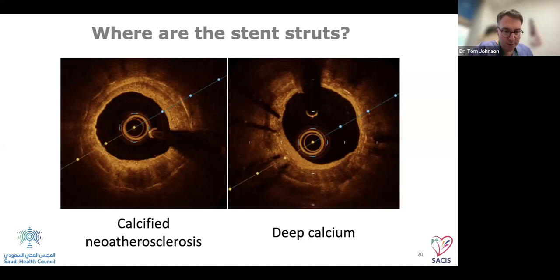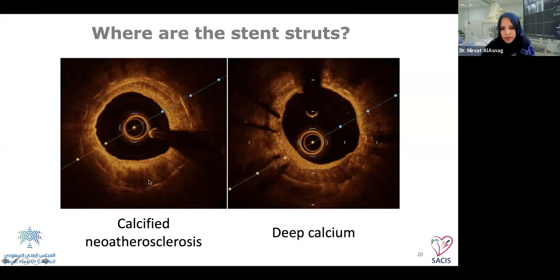There's been a comment in the chat, Mervat, from Sahib again saying left is calcium. Yeah, so they are, but you see these lines that I'm pointing at right now? These are the stent. And it's neoatherosclerosis because it's in front of the stent, right? So this is the stent, this is your lumen, and all this thickening neoatherosclerosis is in front of the stent. You look at it over here, it's actually behind the stent struts. So this is deeper calcium.